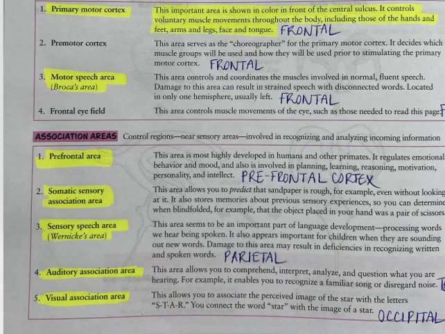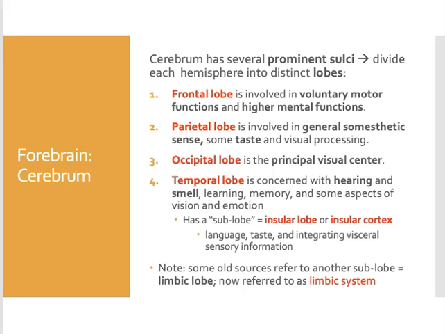The visual association area is thought of as our mind's eye, because when we hear the name of a particular object, we can picture what that object looks like because of our visual association area. So, the cerebrum has 4 distinct lobes: frontal, parietal, occipital, and temporal, and they all have very different functions.